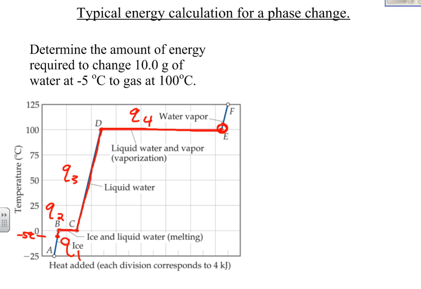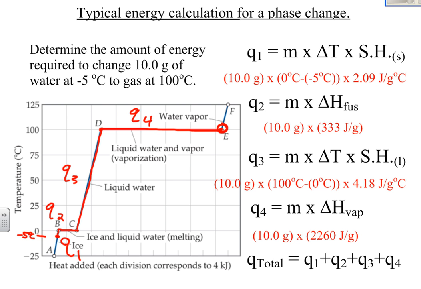So calculating these, we're going to have 4 different calculations. Here are the 4 different calculations. For Q1, we have a mass of water, change in temperature, and specific heat. And the specific heat has to be for the state of matter that you're in, which is a solid. So you can see I plugged the numbers in here: 10 grams times T final minus T initial times the specific heat of the solid.